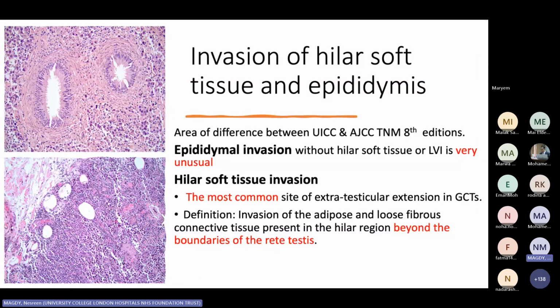The invasion of the epididymis in the hilar soft tissue. This is an area of differences between the UICC and AJCC staging, as we will discuss later. Epididymal invasion without hilar soft tissue invasion is very, very unusual. The hilar soft tissue invasion is the most common route of extra-testicular extension, especially in germ cell tumors, and it's defined as the invasion of the adipose and loose fibrous connective tissue present in the hilar region beyond the boundaries of the rete testis, between the rete and the epididymis.